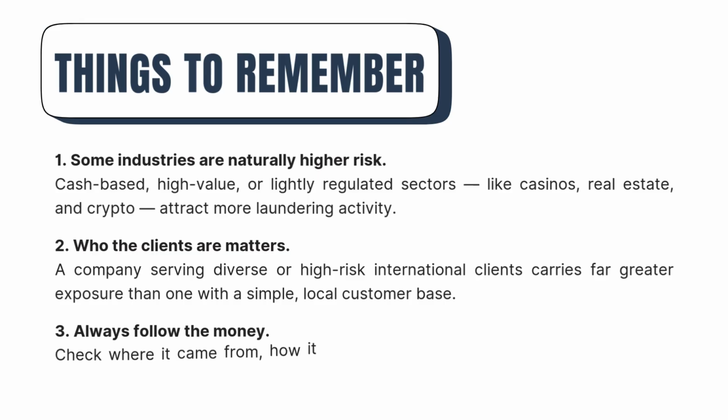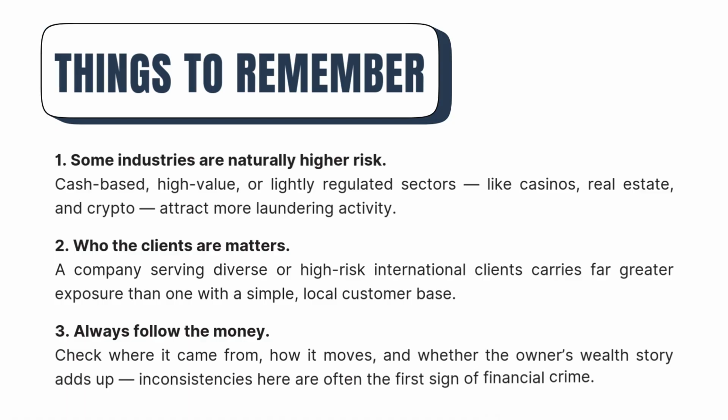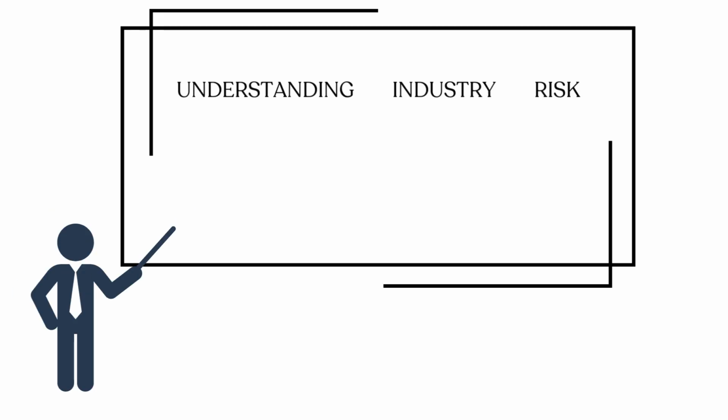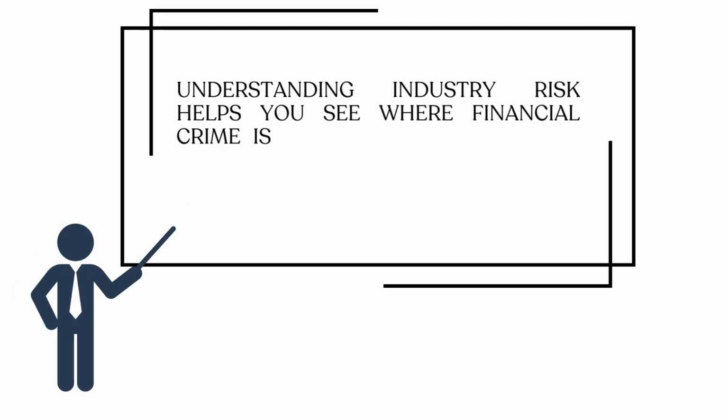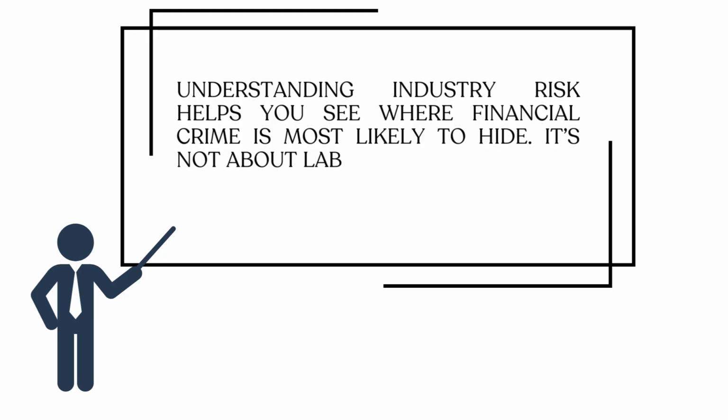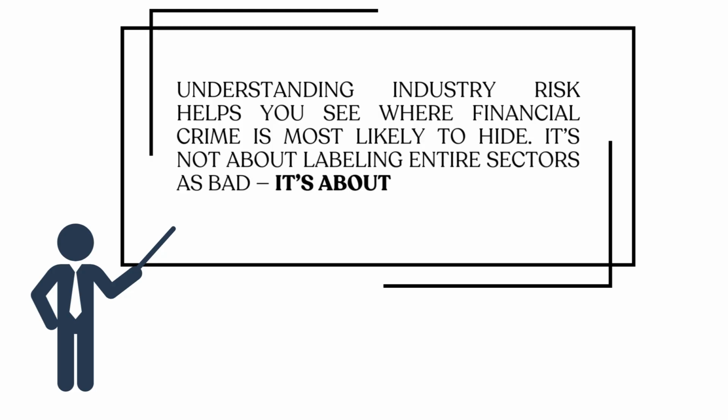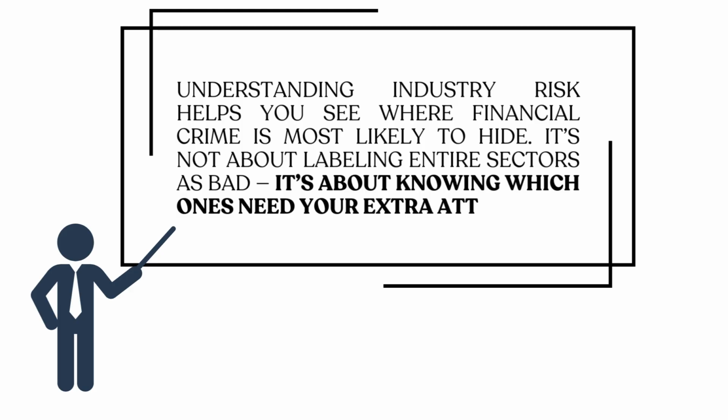And always follow the money. Check where it came from, how it moves, and whether the owner's wealth story adds up. Inconsistencies here are often the first sign of financial crime. A clear and logical source of funds trail is one of the strongest indicators of a legitimate business. Understanding industry risk helps you see where financial crime is most likely to hide. It's not about labeling entire sectors as bad. It's about knowing which ones need your extra attention.